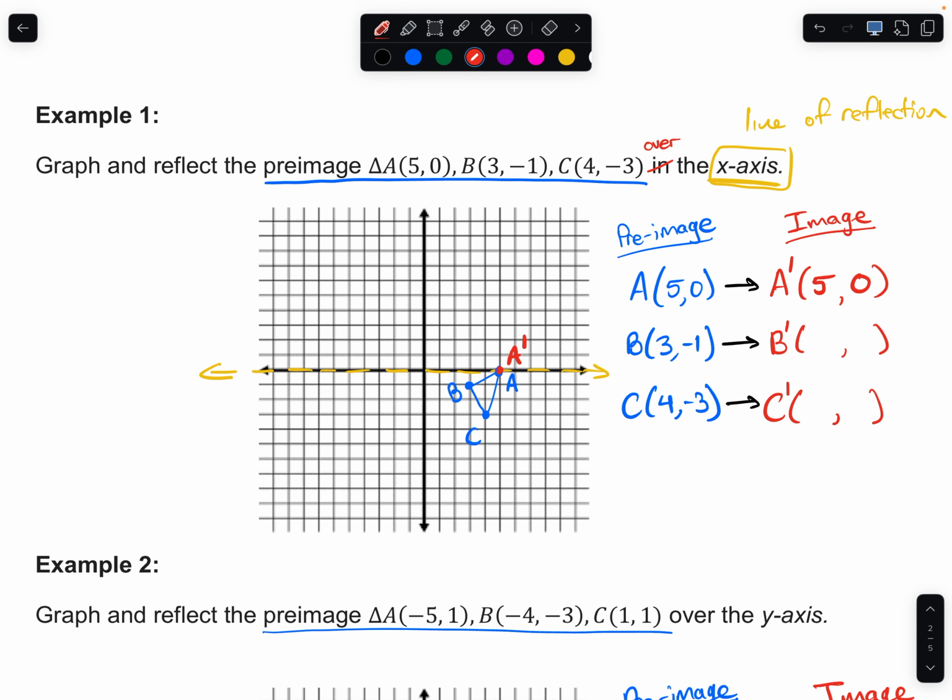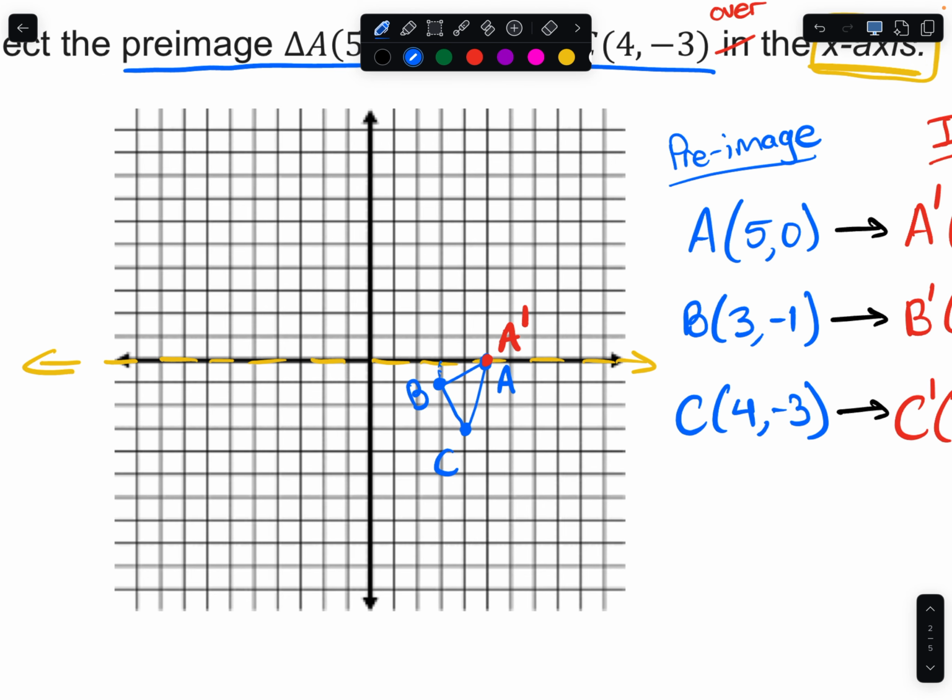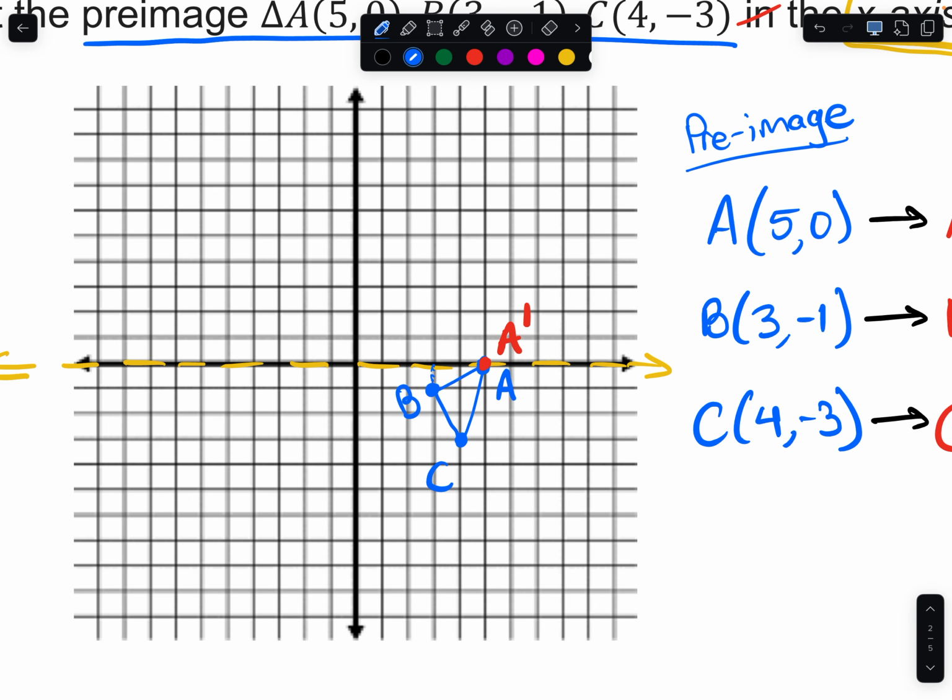Now, B, I don't know, let's use purple. I guess we could use blue. There we go. B is 1 unit away from that line of reflection. If I zoom in a little bit, we can see that that's just 1 unit away there. So if we go 1 unit in the opposite direction, that'll tell us where B prime should be.